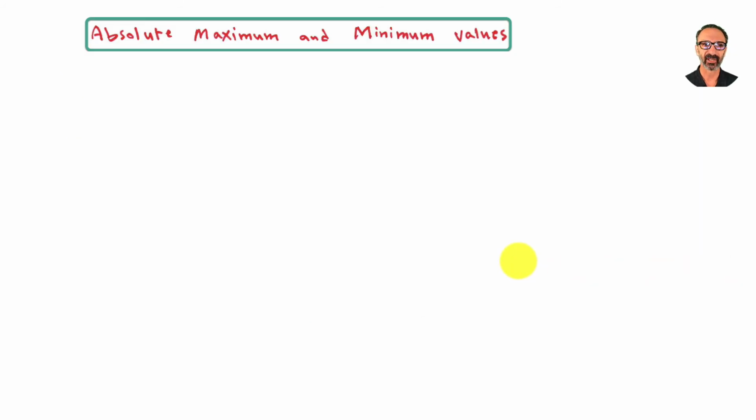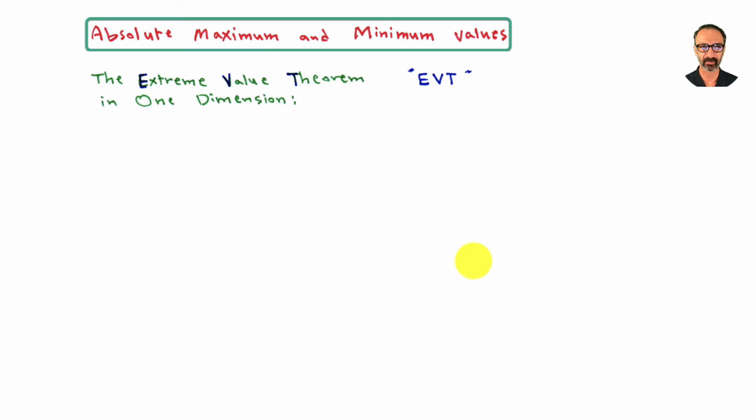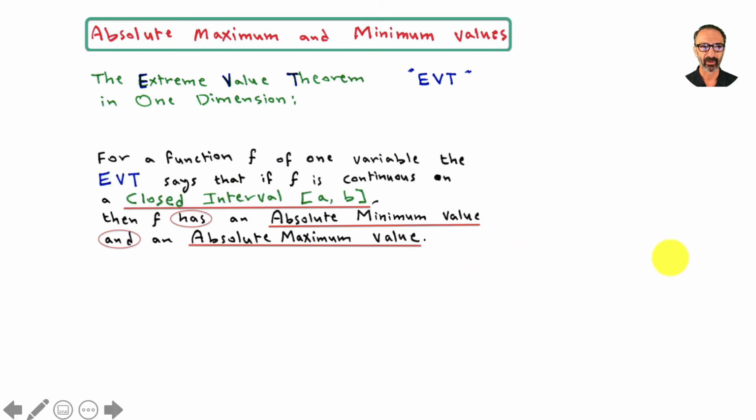Absolute maximum and minimum values. How do you get the absolute maximum and minimum values? Well, I'm going to take you step by step instead of wasting your time talking about critical points, endpoints, and so on. Let's just do it step by step. The extreme value theorem, EVT, in one dimension, in calculus 1, for a function f of one variable, says that if f is continuous on a closed interval, so you do have the endpoints a to b but closed, then f has an absolute minimum value and an absolute maximum value.